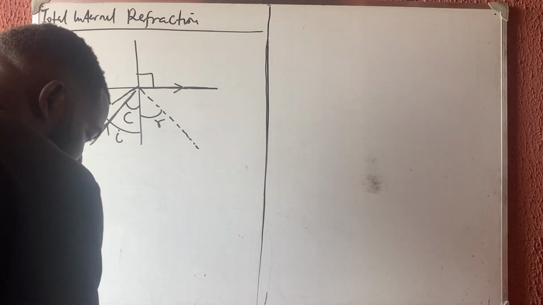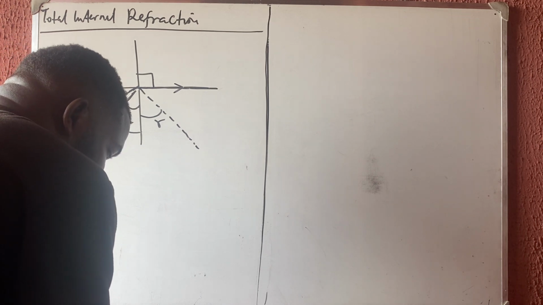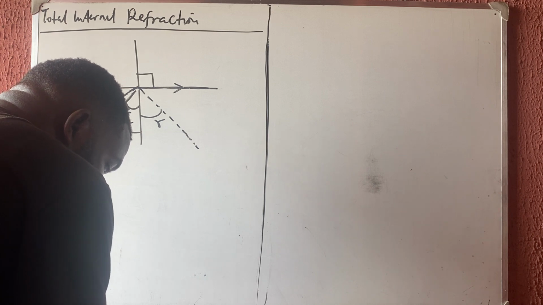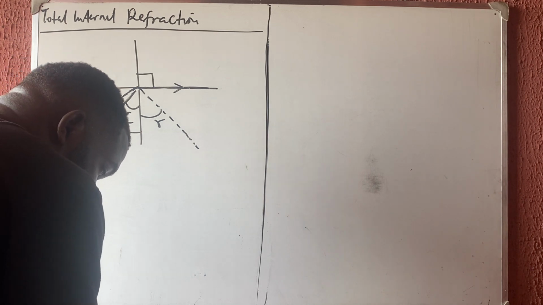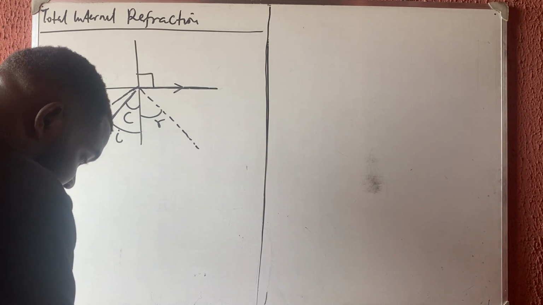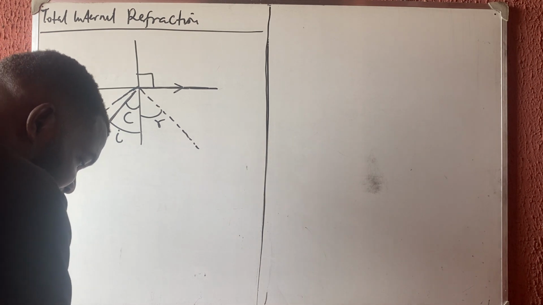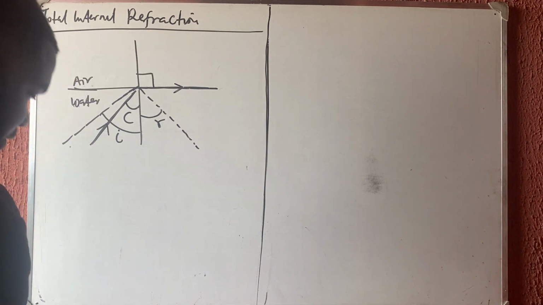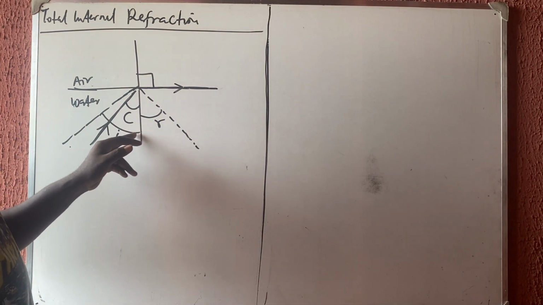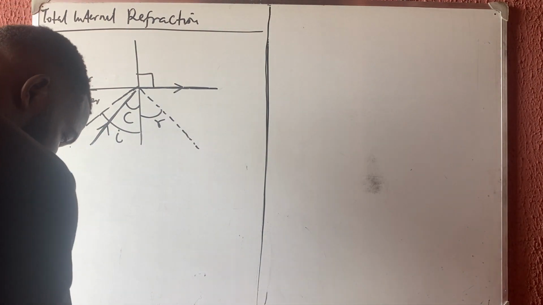So let's look at the conditions for internal refraction. Number one, the ray of light must be traveling from a more dense medium to a less dense medium. Please, very very important. Then number two, the angle of incidence must be greater than the critical angle. And if you look at it here, you see that the incident angle is greater than the critical angle.